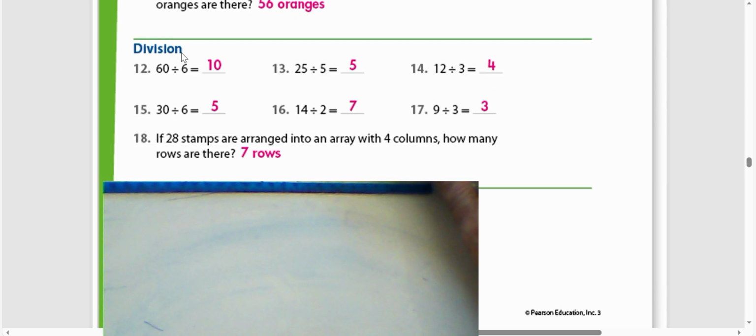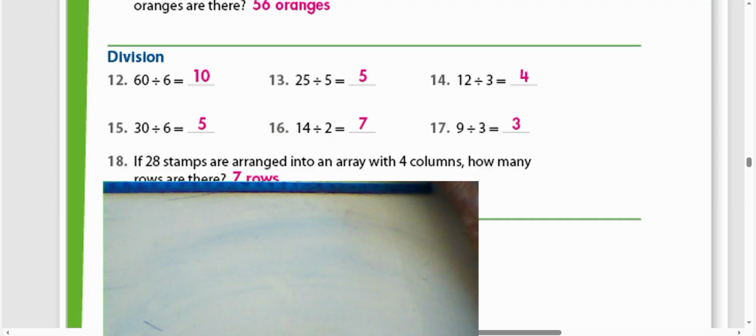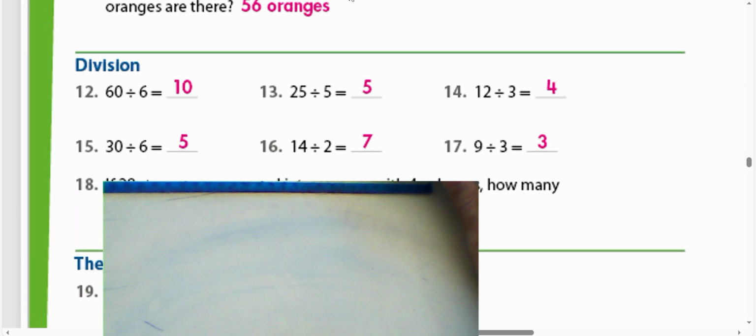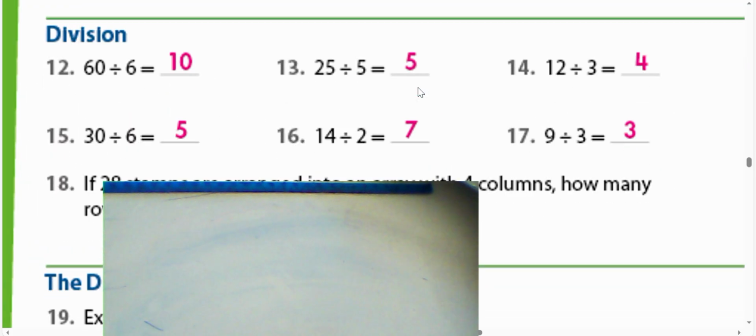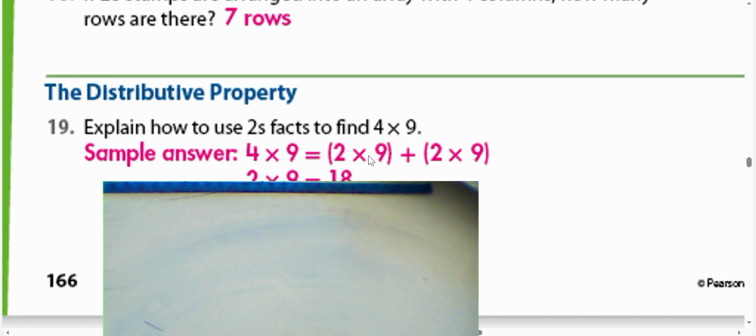Next question. 60 divided by 6 equals 10. And also 25 divided by 5 equals 5. 12 divided by 3 equals 4. Next question. Divided by 6 equals 5. 14 divided by 2 equals 7. 9 divided by 3 equals 3. If 28 stumps are arranged into an array with 4 columns, how many rows are there? We can write 28 divided by 4. 28 divided by 4 equals 7.